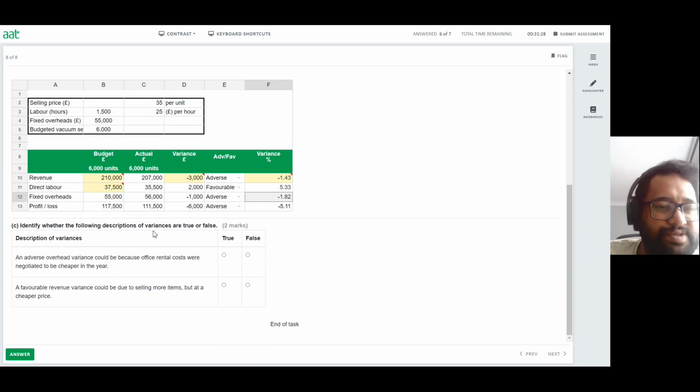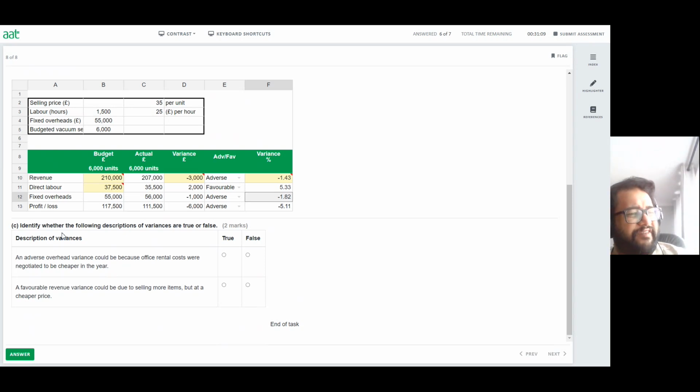Identify whether the following descriptions of variances are true or false. So they want to know is going to be a true or false. So here we need to decide: an adverse overhead variance could be because the office rental costs were negotiated to be cheaper in the year.